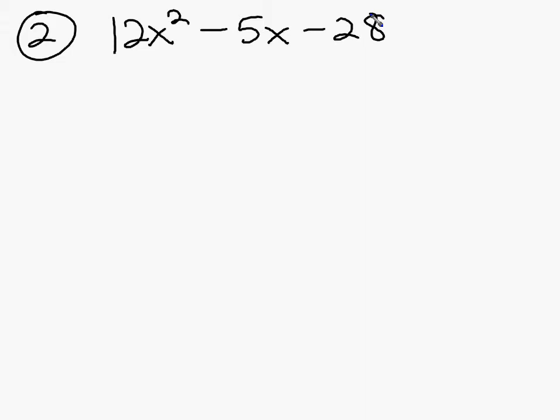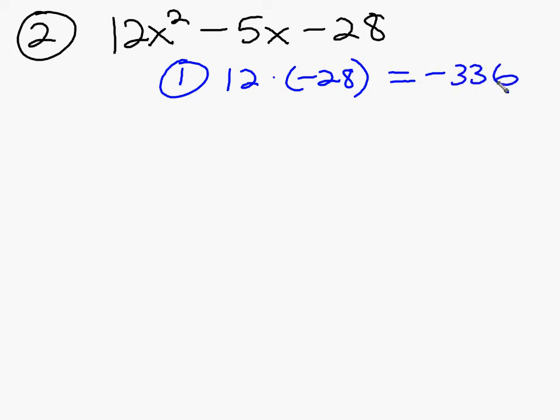Well, we still do the same thing. We're going to multiply a times c: 12 times negative 28. Of course, it's good to maybe use the calculator a little bit to help you. This is negative 336. Now, the next step on this one is the hardest part, because I need to come up with two numbers that multiply to give me negative 336, but have a difference of negative 5.